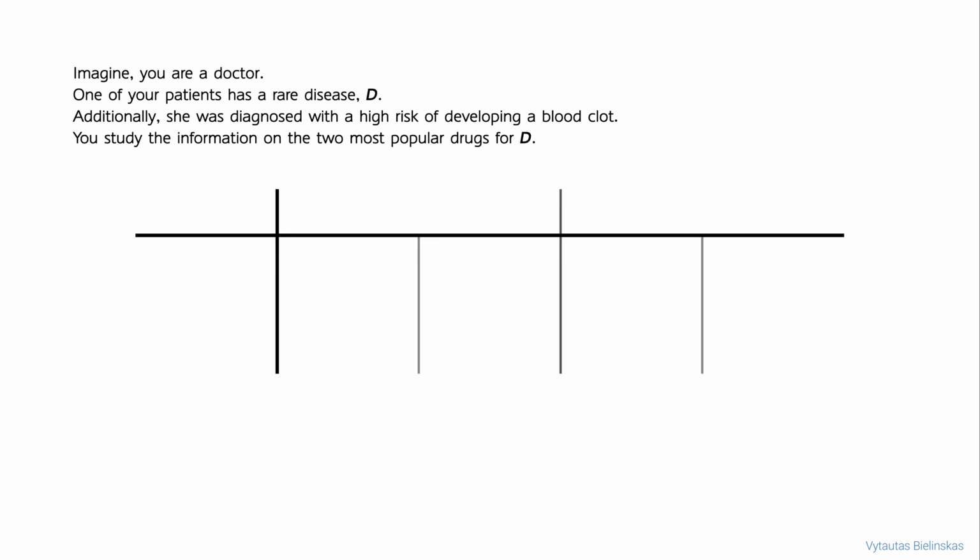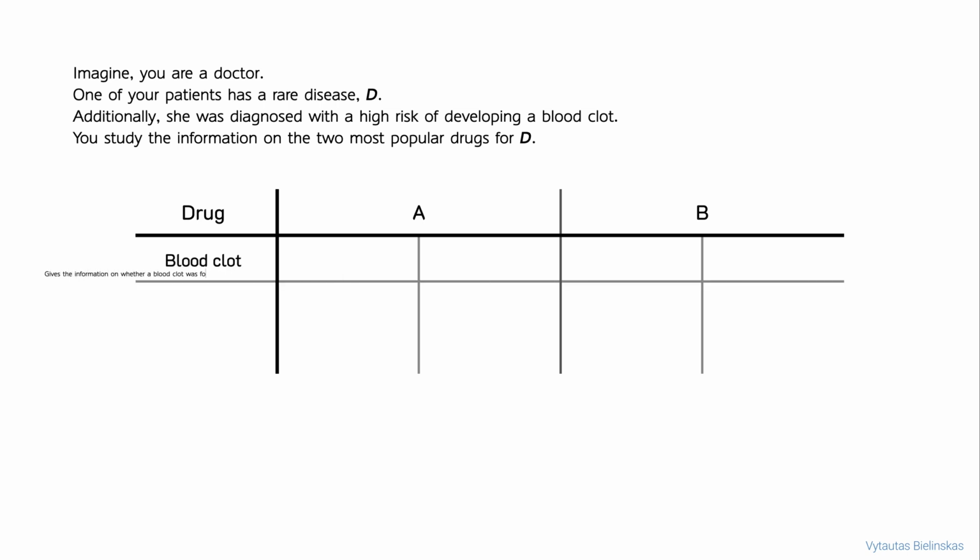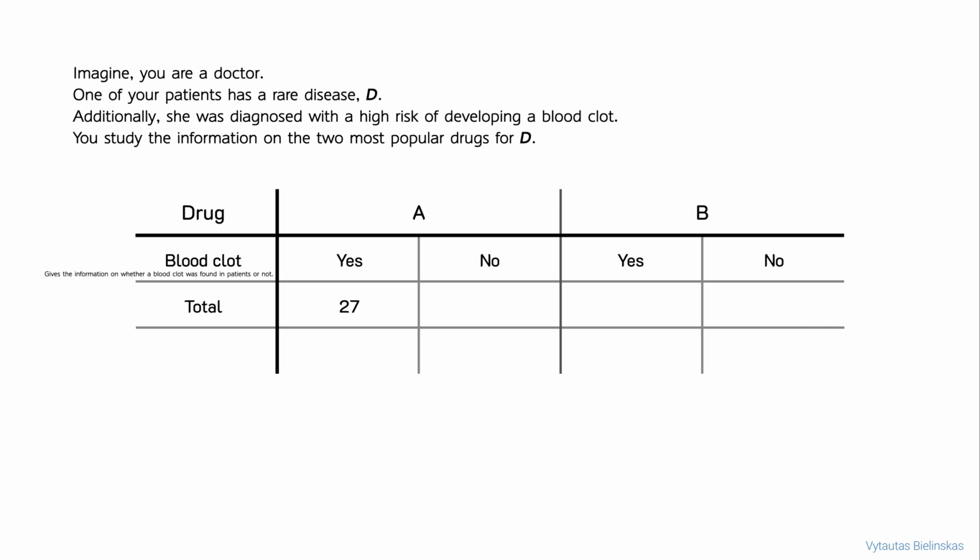Let's have the small table with the data. So, we have drug A and B. And we have a row indicating blood clot. This gives the information whether a blood clot was found in a patient or not. Yes means the given number of patients has a blood clot, and no, the given number of patients doesn't have a blood clot. We can see that 27 patients who used drug A had a blood clot, and 95 patients who used drug A did not have a blood clot. There are 23 patients who used drug B and had a blood clot, and 99 patients who used drug B who did not have a blood clot.